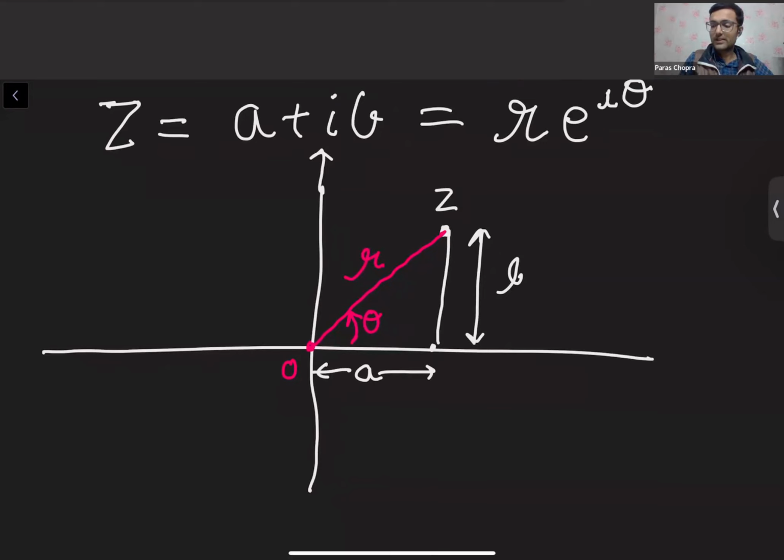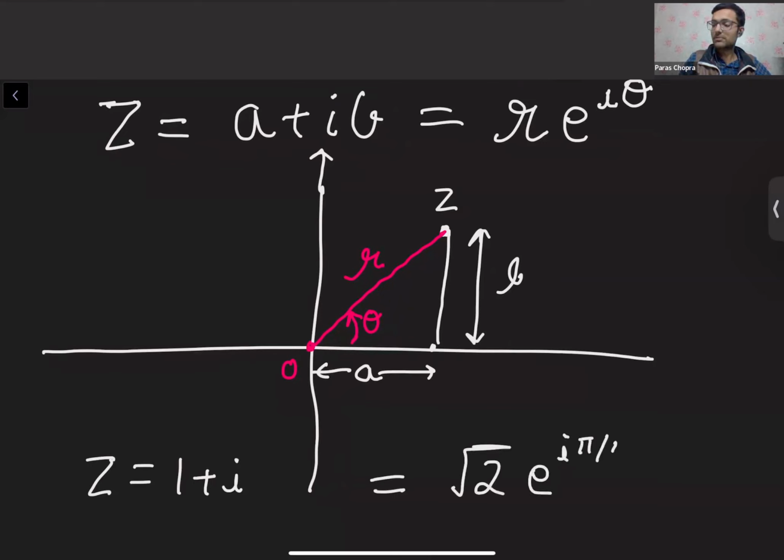Okay. For example, if you know the complex number z is equal to 1 plus i, then you can also say that this is equal to root 2 times e to the power i pi by 4. Because if a is 1, b is 1, then the magnitude will be square root of 2. So r will be root 2 and theta will be 45 because tan theta is 1, therefore theta is 45.